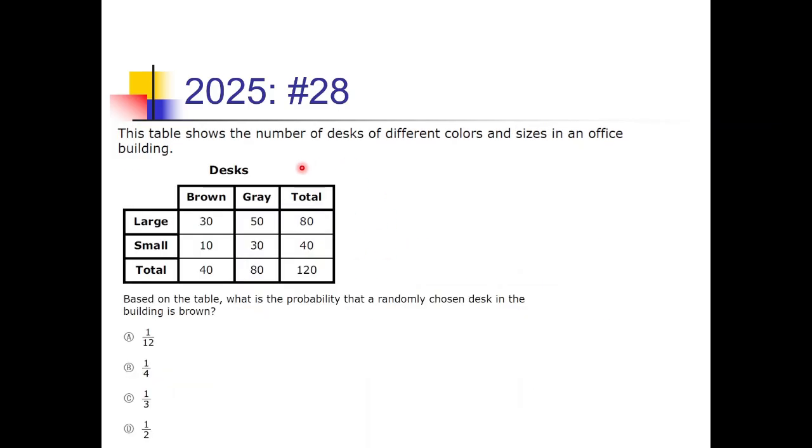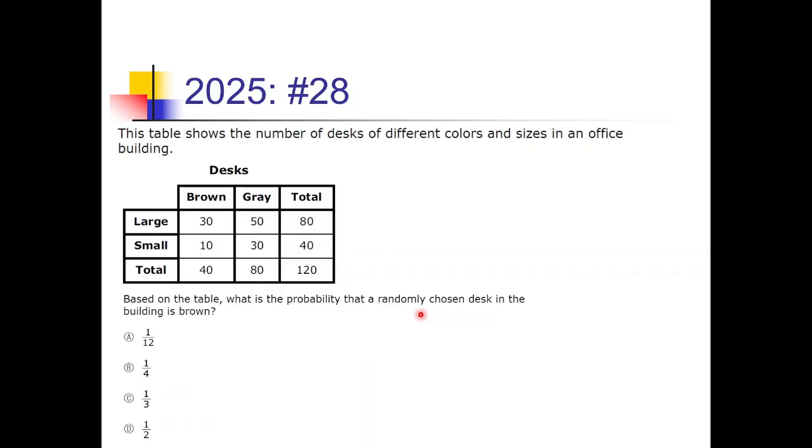For this problem, we've got a table showing the number of desks of different colors and sizes in an office building. So we could have large and small desks, and also brown and gray ones, so huge variety to choose from here. They've also conveniently totaled these up for us. That was really nice of them. So based on the table, we want the probability that a randomly chosen desk in the building is brown.